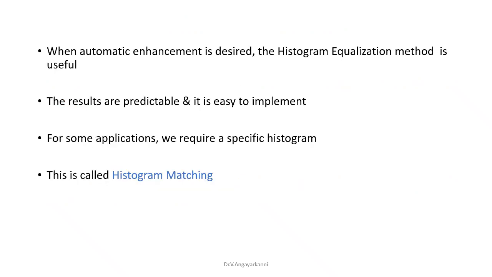When automatic enhancement is desired, the histogram equalization method is useful. The results are predictable and it is very easy to implement. For some applications, we require a specific histogram. This is called histogram matching.